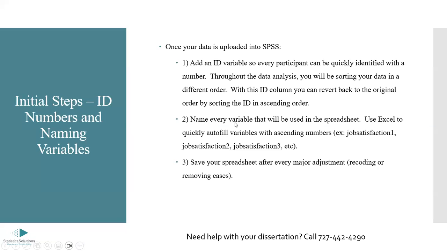Then you want to name every variable of interest in your spreadsheet. So you want to use a short phrase that summarizes what the instrument is, and then just put what number you're using to measure. So for example, job satisfaction 1, job satisfaction 2, and so forth. And what's really crucial is saving your spreadsheet after every major adjustment. I would even recommend minor adjustments. If you're changing the sample size, if you're changing variables from string to numeric, recoding, things like that, you want to save after each step. That way you can revert back to an older spreadsheet if you need to.